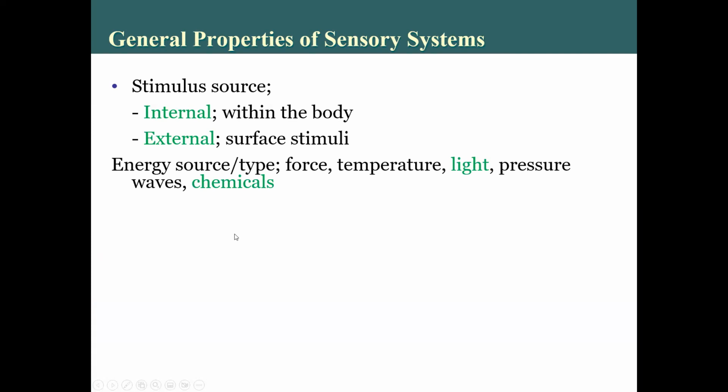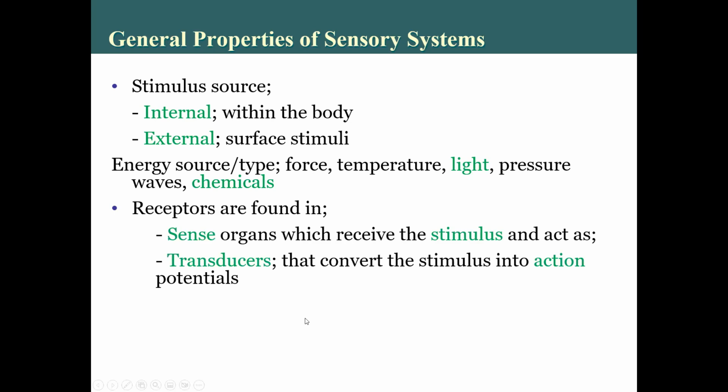Another way to distinguish different types of stimulus is the energy source or type. So for example, force would be touch, temperature, hot and cold, light, vision, pressure waves, that's hearing, believe it or not. We are going to be talking about how pressure waves are sensed by the ears, and chemicals, which would be smell and taste. Where do you find receptors?